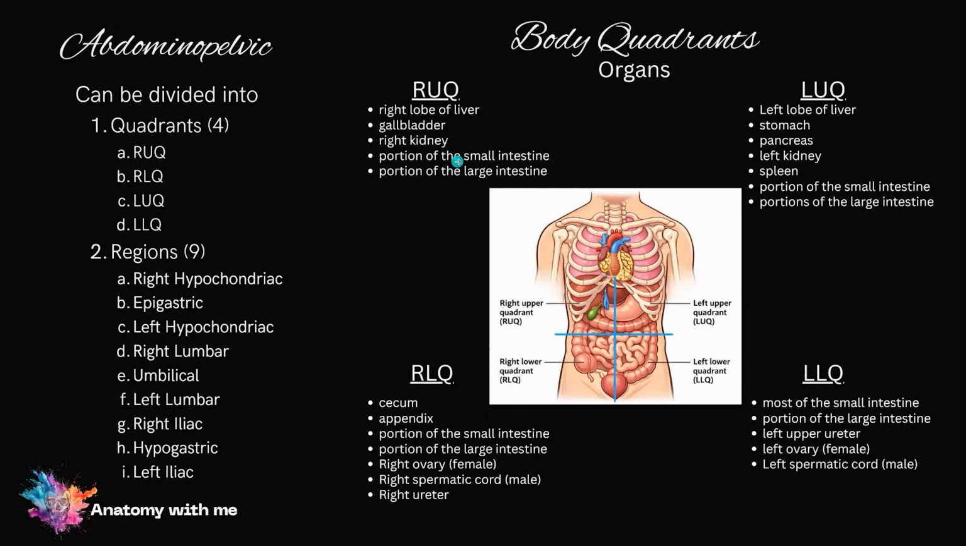Because our abdominal pelvic cavity is so large, we can subdivide it into body regions and body quadrants. The quadrants are going to be 4 identical quadrants that divide the abdominal cavity into the right upper quadrant, right lower quadrant, left upper quadrant, and left lower quadrant.